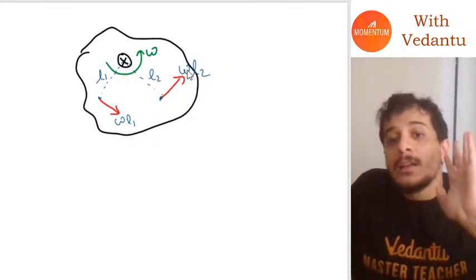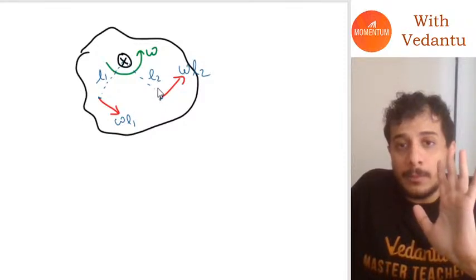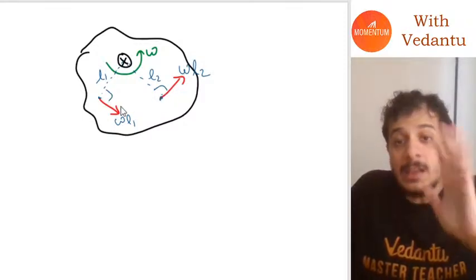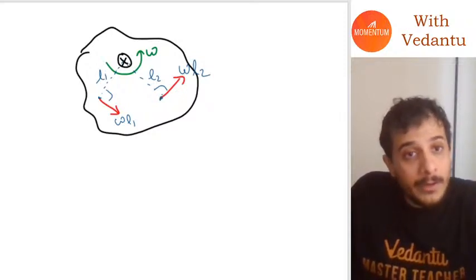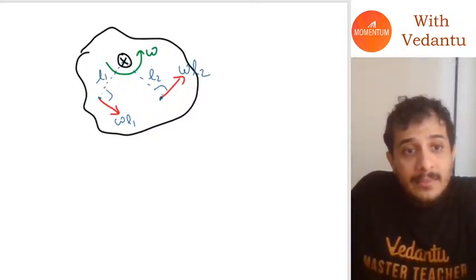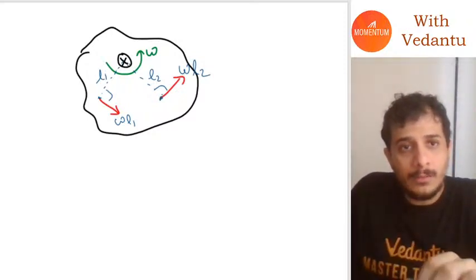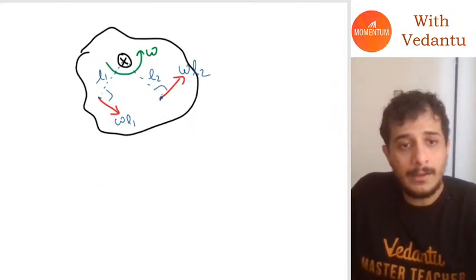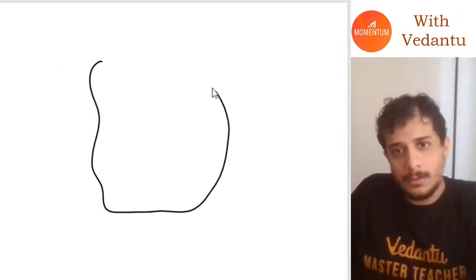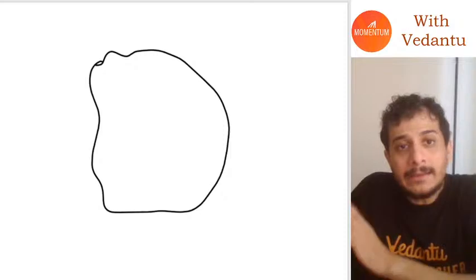Now, if the velocities are omega L1 and omega L2, and these two angles are 90 degrees, we can use this to say something about any random body. If I take, let's say, a random body, not this body, let's delete you, let's just make a random body.